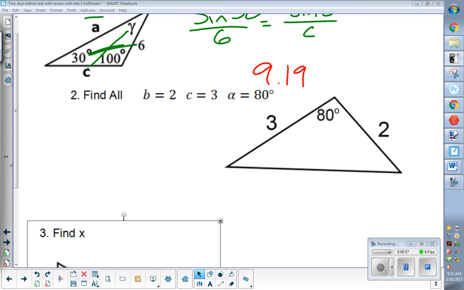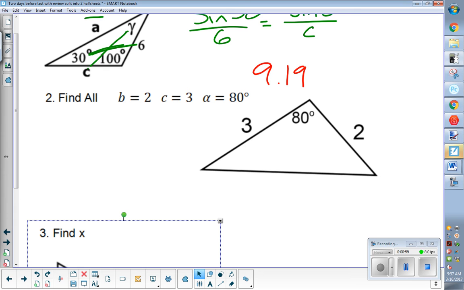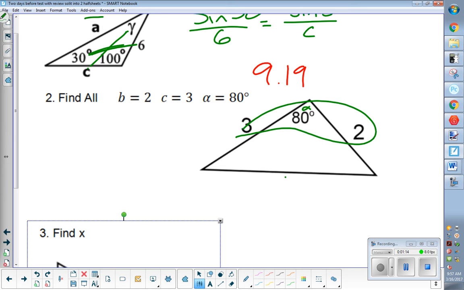Okay, number 2 says find all the parts. I've got B, C, and alpha. I gave you the picture. When I look at that triangle, it's not a right triangle. Do I have a power couple? No. What do I have? Side angle side. If this is alpha, what side is across from it? That's A. If it's alpha, it's across from A. This 2 is B, and this 3 is C.